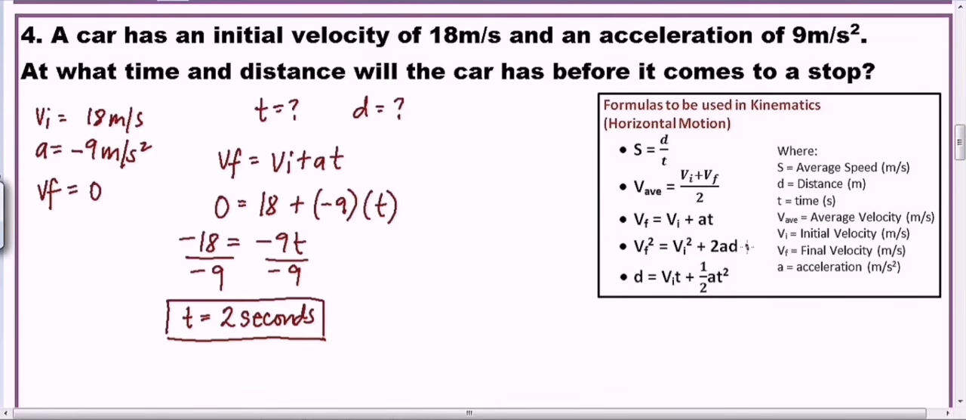So, pwede natin gamitin to, tama? Kasi we have VF, we have VI, we have A, negative 9, and then yung D na hinahanap.